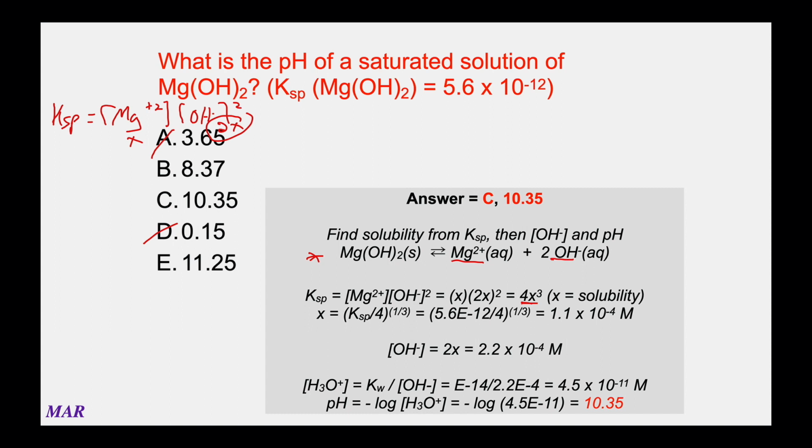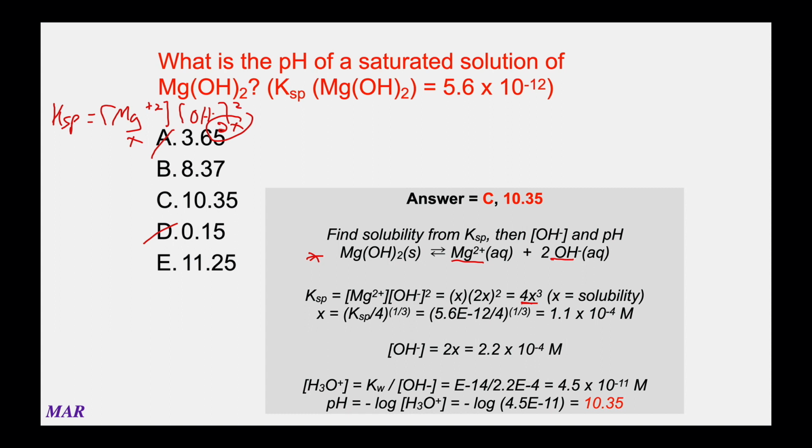But we're after the dissolved hydroxide, because hydroxide is what's going to lead us to pH. There are 2 hydroxides for every 1 magnesium hydroxide that does dissolve. So 2 times x, 2.2 times 10 to the minus 4, that's the hydroxide ion concentration.